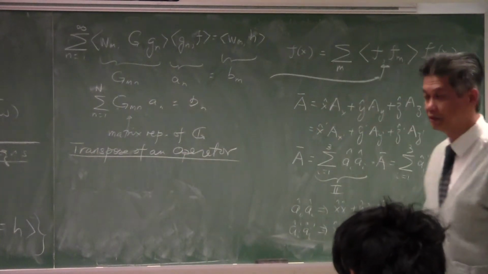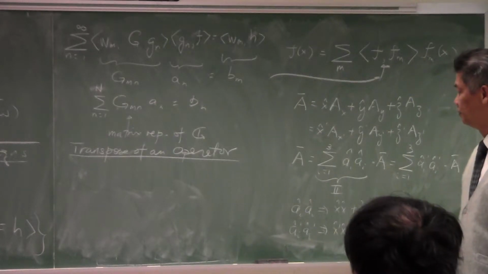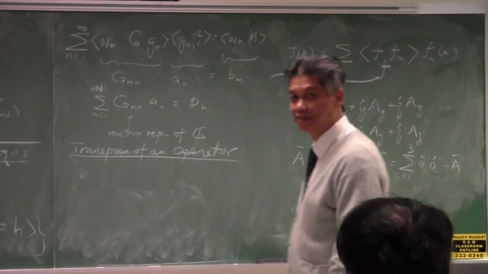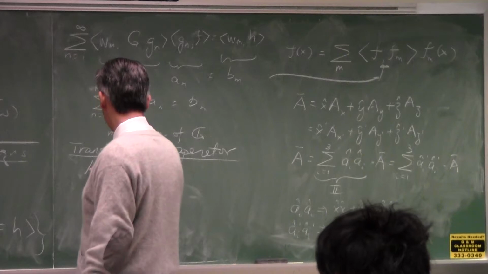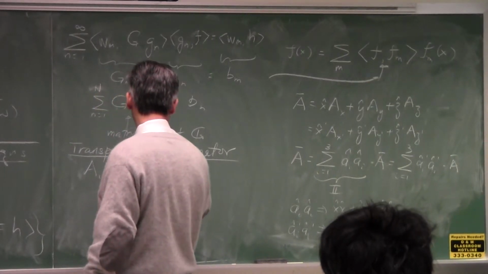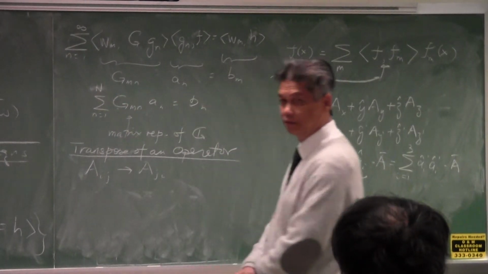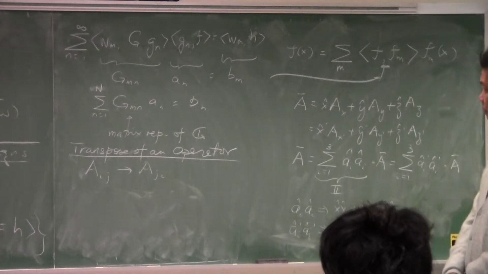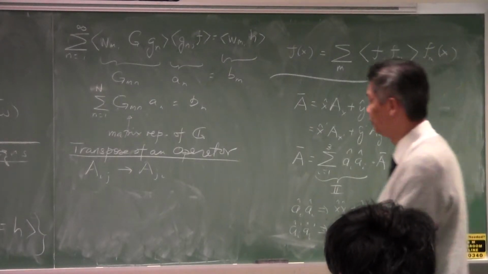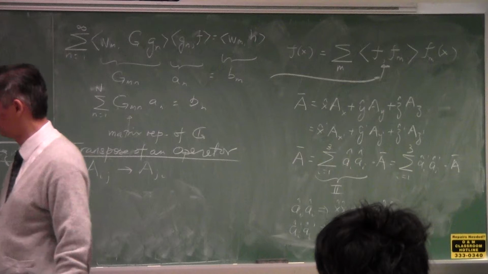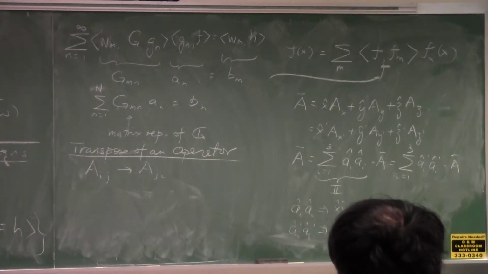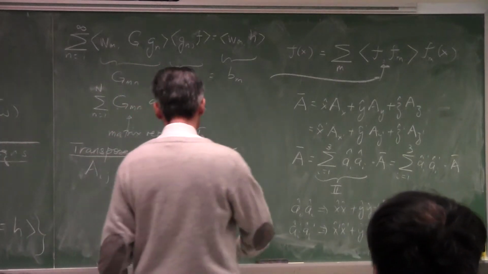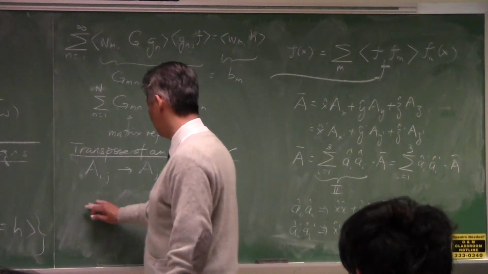What is the transpose of an operator? For a matrix operator, that's quite easy to do, right? For A_ij, if you want to find the transpose, we just swap the indices, and that's called a transpose. But how do we do this, in general, for an operator that is defined abstractly? So we have to use the definition of the inner product to define the transpose operator.